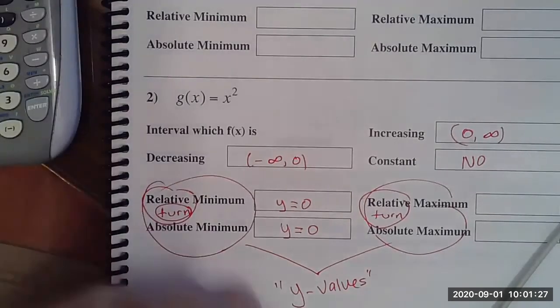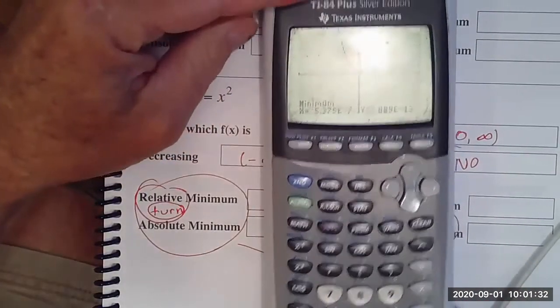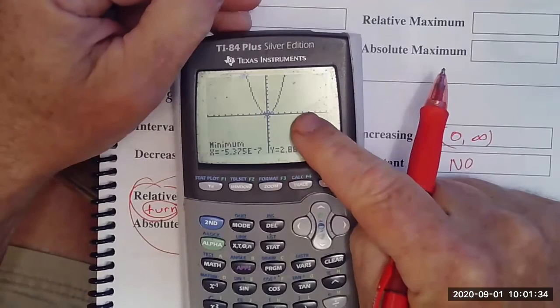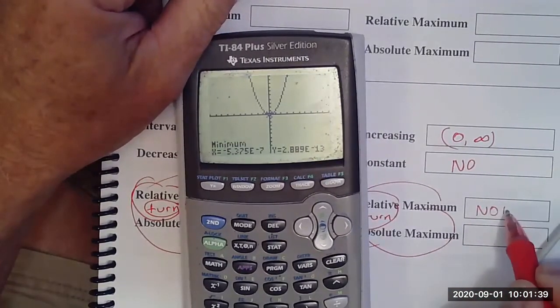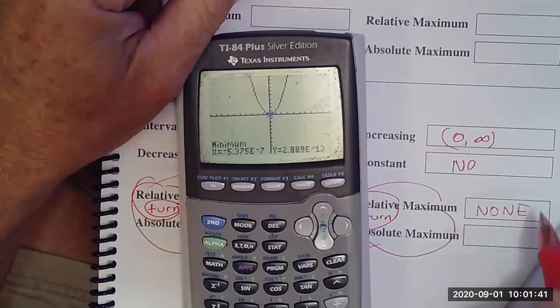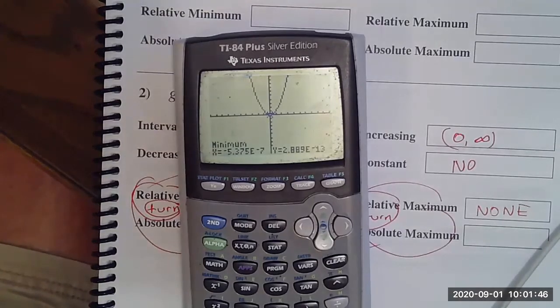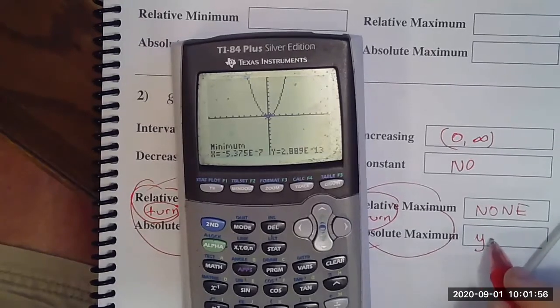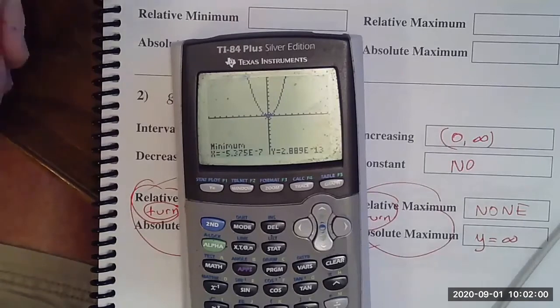Now maximums, here, there's got to be a turn. Is there a turn? Is there a mountain? Maximums are mountains. Yeah, so you're going to say none here for relative. Absolute maximum, that is the biggest, highest y number that you might see on the graph. And there is one, according to me, I don't know what the author says, but I'm going to say there is, and it's y equals infinity because it goes on forever. It doesn't stop at the top of the screen. It goes on forever.